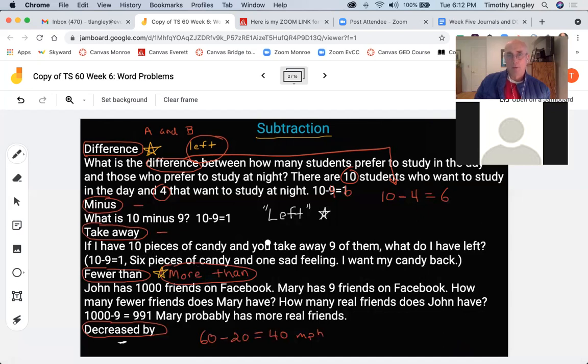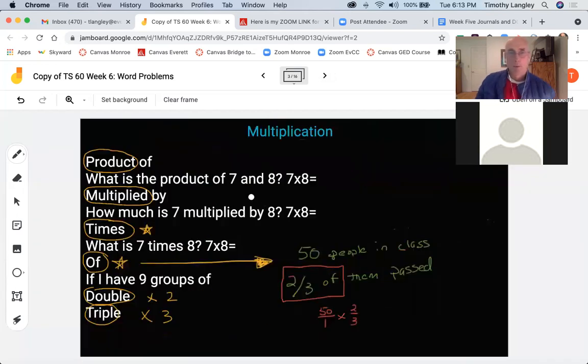So with that word left, real subtraction clue. All right, let me just read one of the examples here. It says, what is the difference between how many students prefer to study in the day and those who prefer to study at night? There are 10 students who want to study in the day and 4 who want to study at night. So you would take 10 minus 4. There should be a 4 here. Okay, 10 minus 4, and it's 6. So that's the difference.